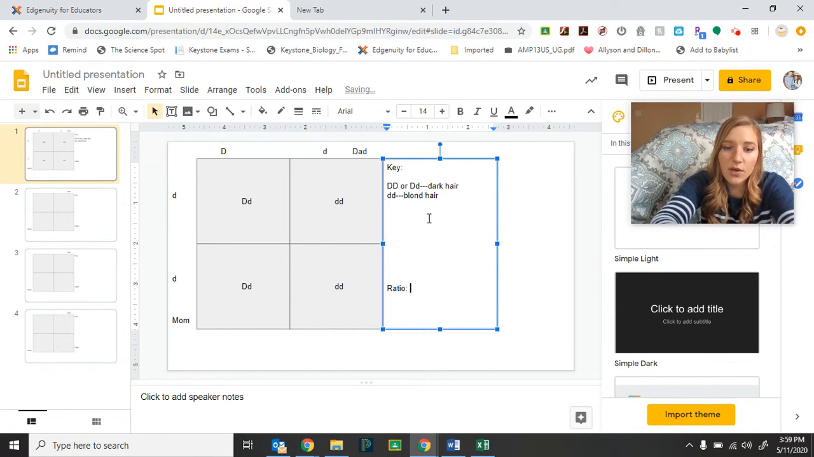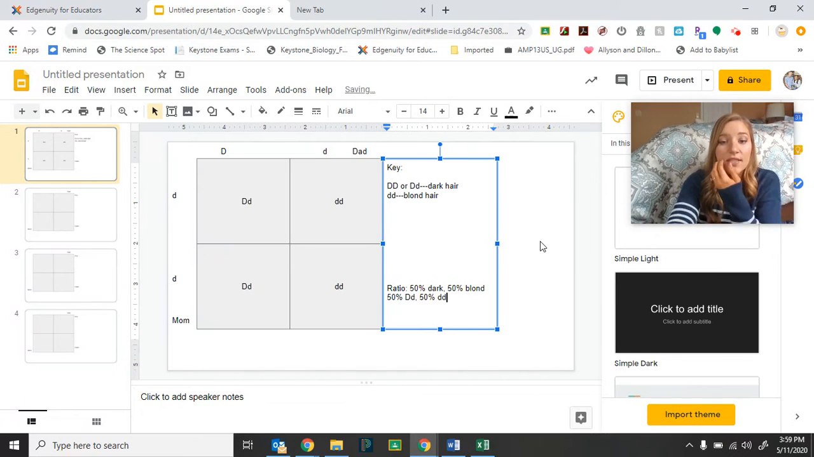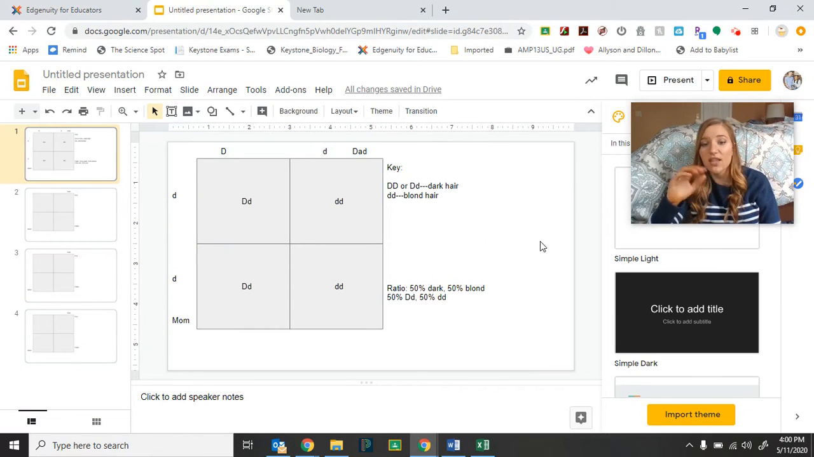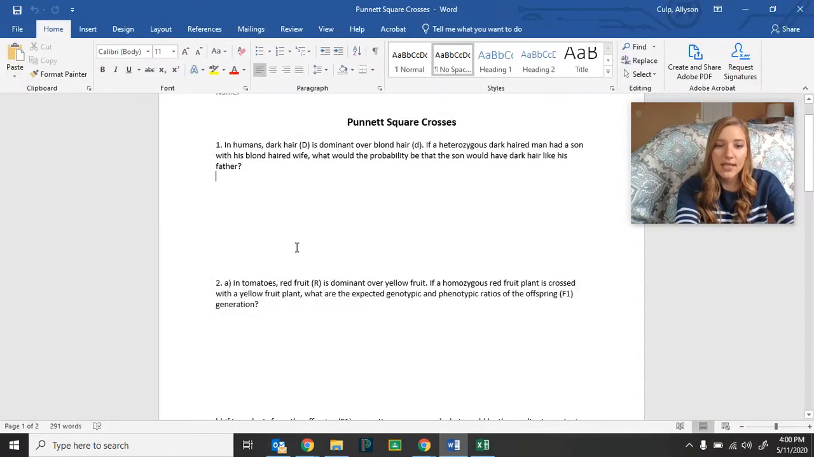So the answer to this question would be 50% of the kids would have dark hair and 50% would have blonde hair. 50% would be heterozygous and 50% would be homozygous recessive. If I answered that question, I would say there's about a 50-50 chance that that kid is going to have blonde hair like his mom or dark hair like his dad. That's it. Okay, done. Let's move on past this problem.